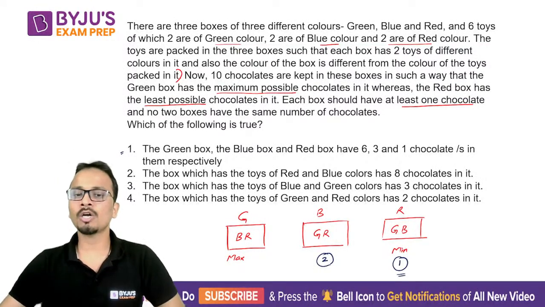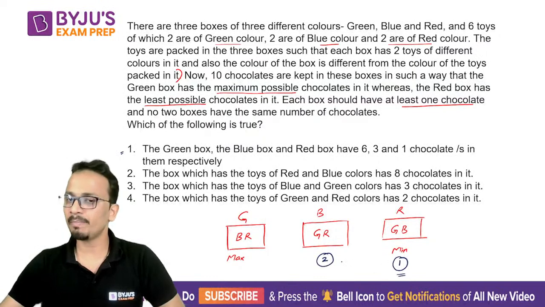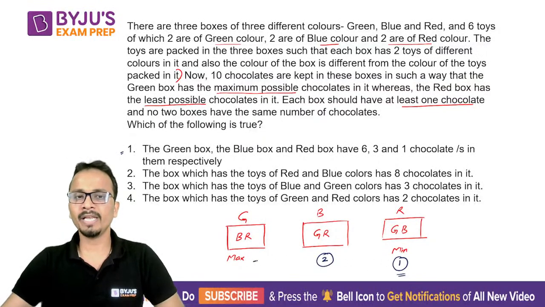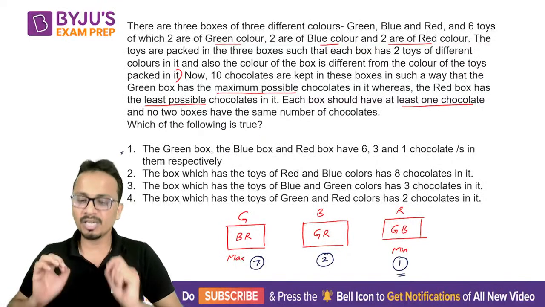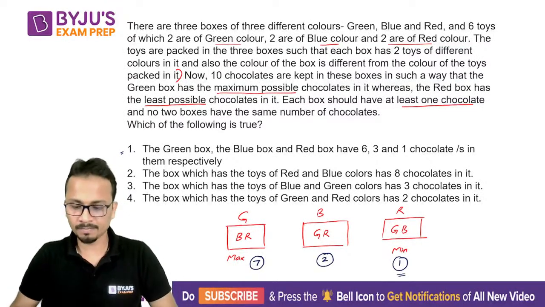Now out of 10 chocolates, 3 chocolates are already kept in these 2 boxes. So the remaining number of chocolates will be 7, and that will be kept in the green box. All right, fine.